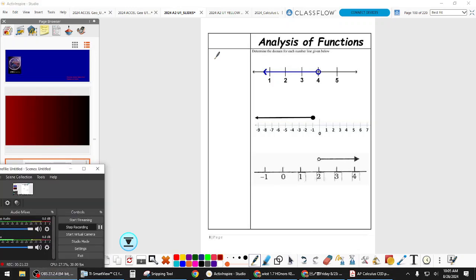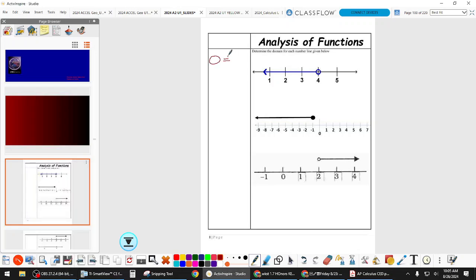Open circle means what? All right, so if you want this little note, open circle is parenthesis, closed circle means bracket. So closed circle, think of it as touching the number. Open circle, think of it like a gate or a fence around the number. You can't get it. So this one would be negative infinity to 4 with a parenthesis on the 4, because it has that open circle.